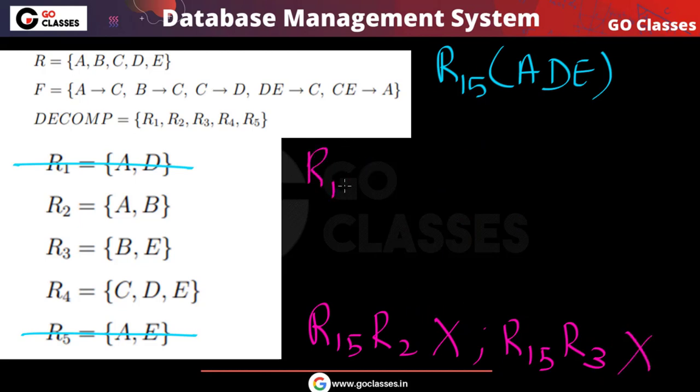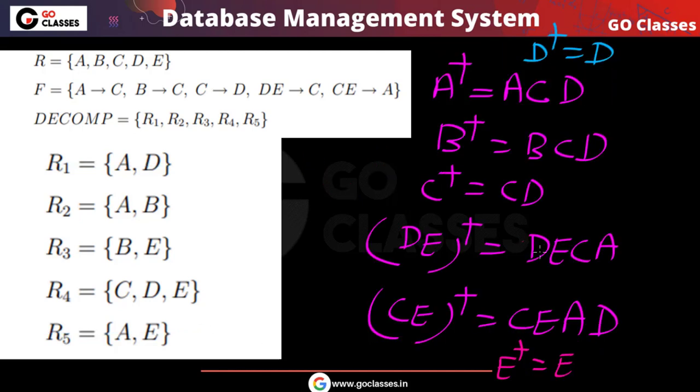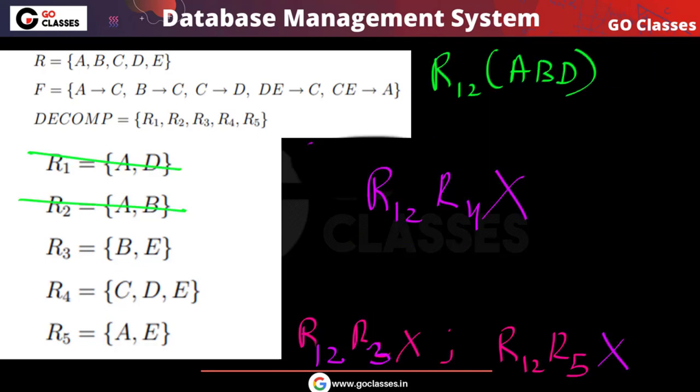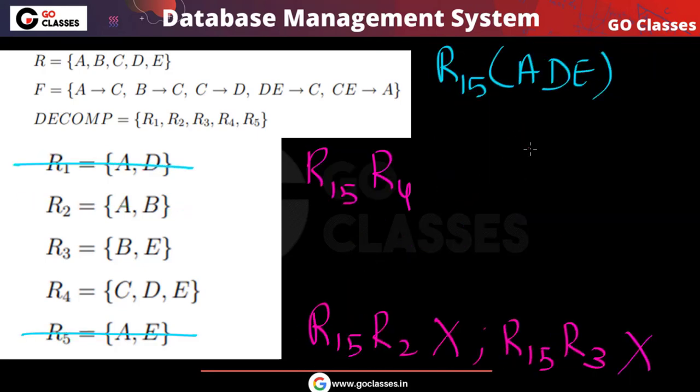The only possibility is that we can combine R15 with R4. What is the common set of attributes? Here we have CDE, and this is ADE. So the common set of attributes is DE, and you can notice DE can determine DECA. So yes, DE is a super key in R15. So we can combine them.